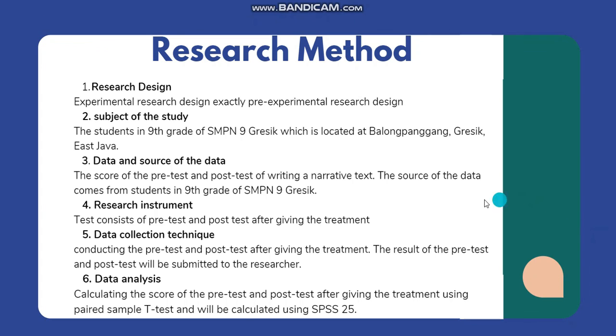The source of the data comes from students in ninth grade of SMPN 9 Gresik. And then the research instrument is a test, consisting of pre-test and post-test after giving the treatment. And then the data collection technique, the data will be collected by conducting the pre-test and post-test after giving the treatment. The results of the pre-test and post-test will be submitted to the researcher. And then to analyze the data, the researcher calculates the score of the pre-test and post-test after giving the treatment using a paired sample t-test and will be calculated using SPSS 25.